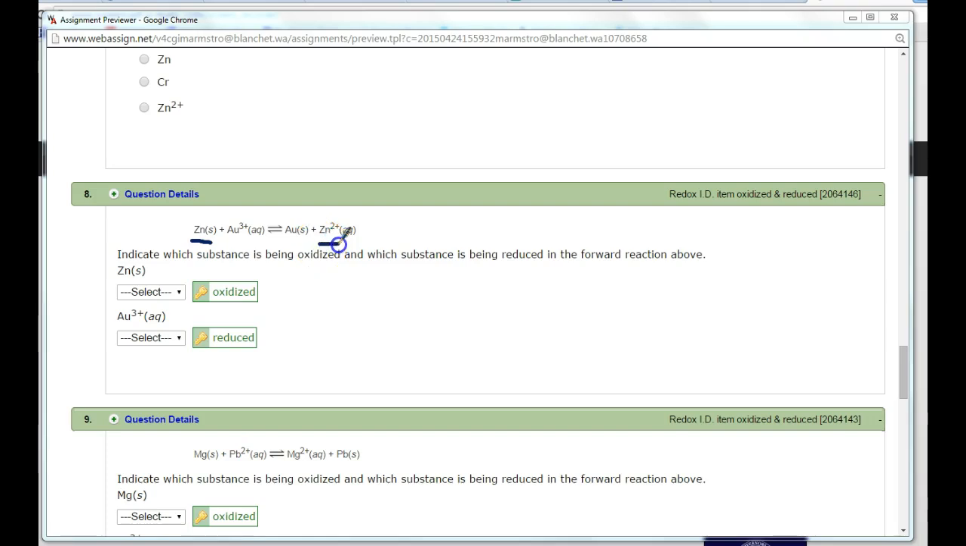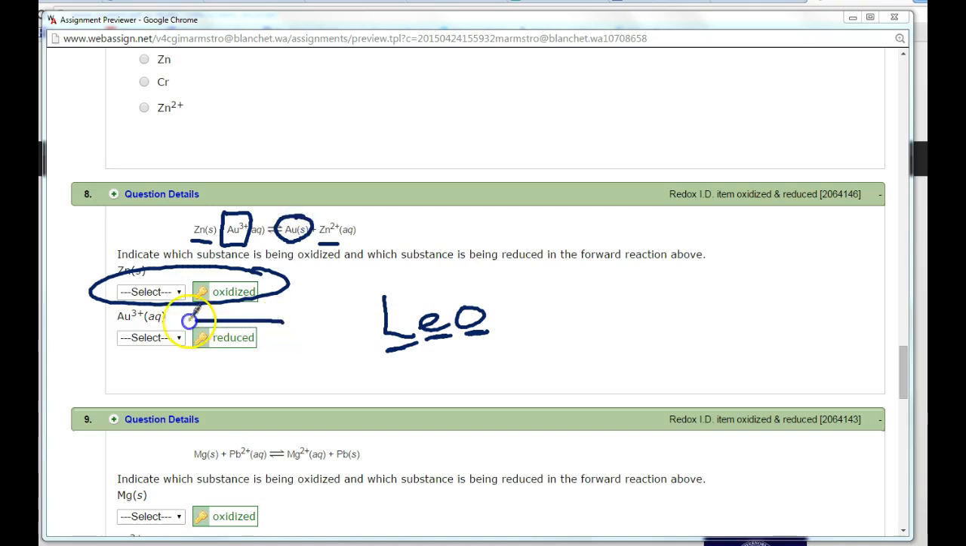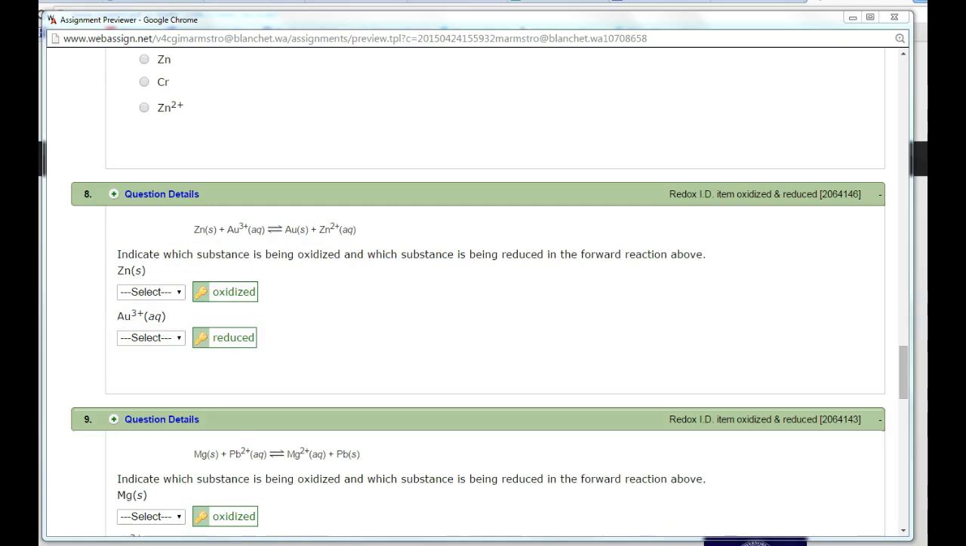Now we're looking at zinc. Zinc went from a 0 to a 2+. It lost electrons, and Leo: loss of electrons is oxidation. So zinc was oxidized. By default, the other one must be the one that's reduced, but let's check. Reduced means you gained electrons. If you gain electrons, your number becomes more negative, and it went from a 3+ to a 0, which is going in the negative direction, so it was reduced.